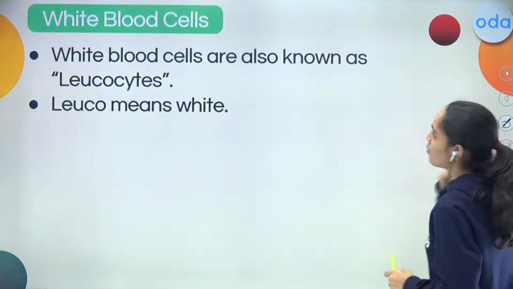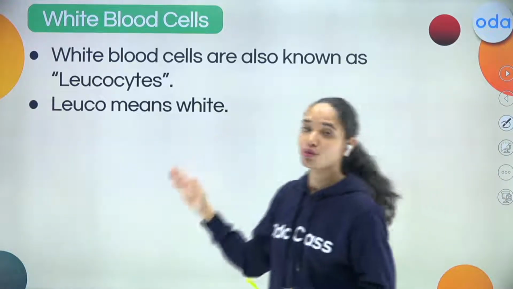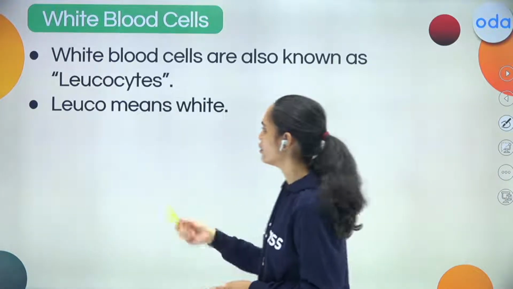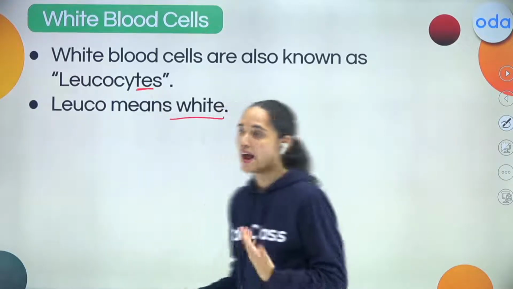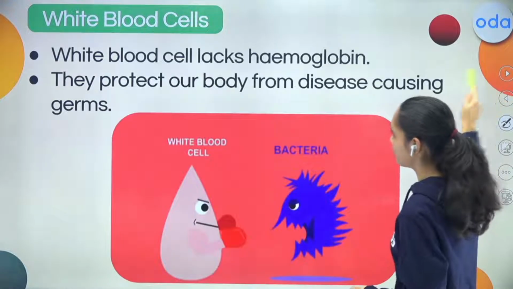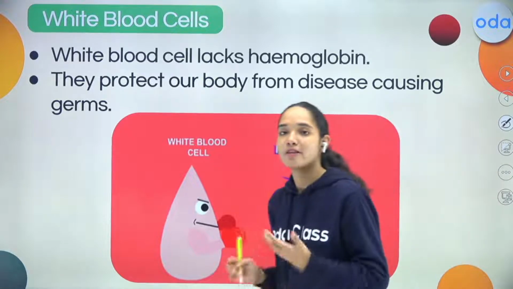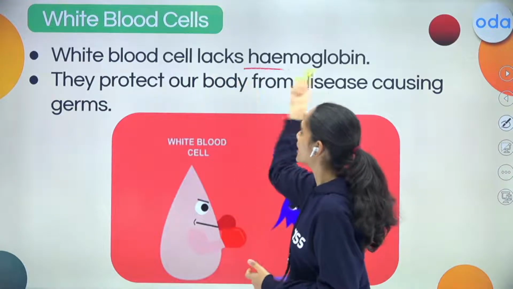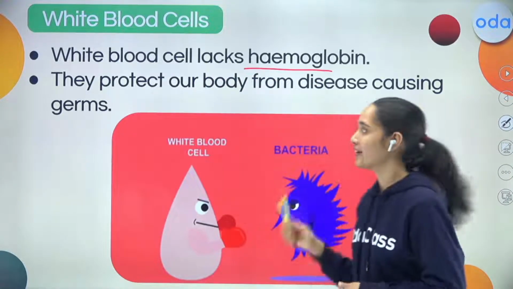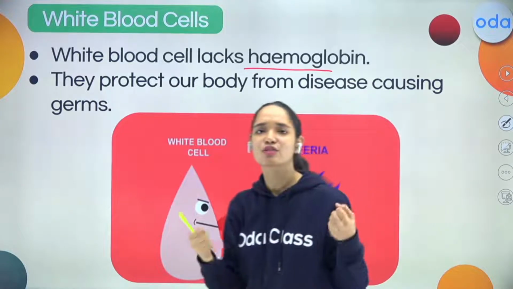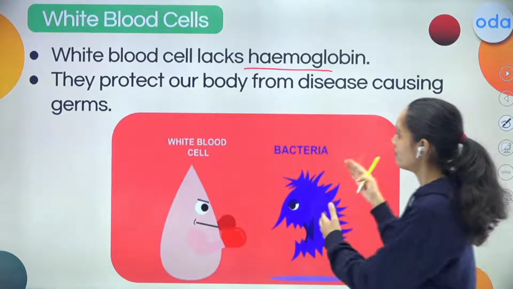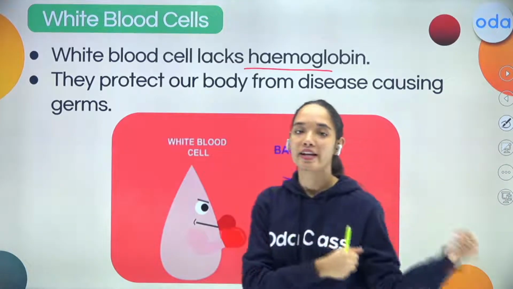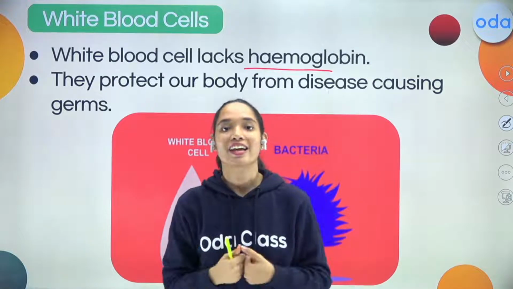White blood cells are also known as leukocytes. Leuko basically means white and cytes means cell, and it is very obvious, my dear children, that these are white in color because they lack the pigment hemoglobin, right? These white blood cells are basically soldiers of our body who are protecting us from disease, protecting against the germs. They fight and they allow us to stay healthy.